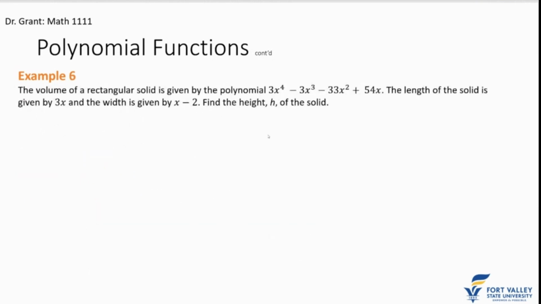Now, before we leave for today, I just wanted to look at a quick application problem. So here we're told that the volume of a rectangular solid is given by 3x to the 4th power minus 3x cubed minus 33x squared plus 54x. The length of the solid is given by 3x and the width is given by x minus 2. We are asked to find the height of the solid.